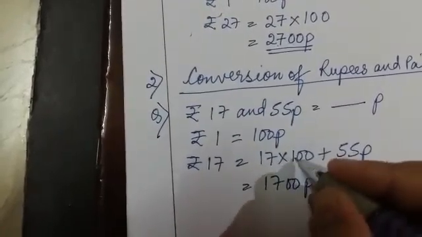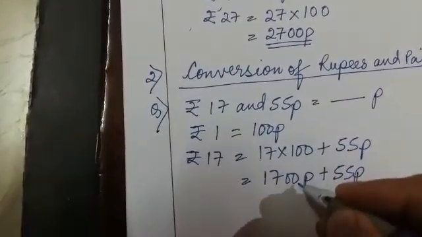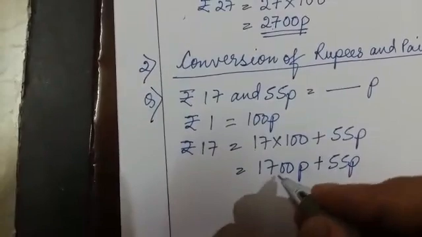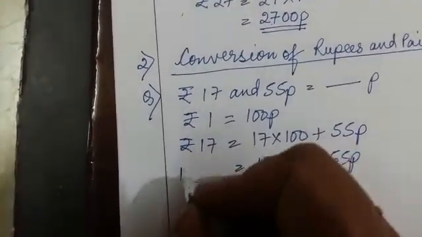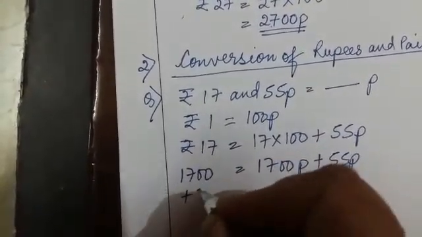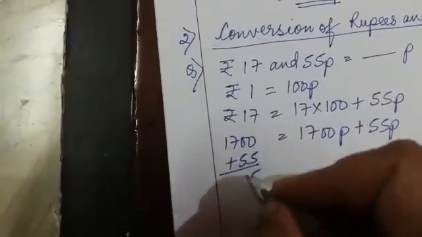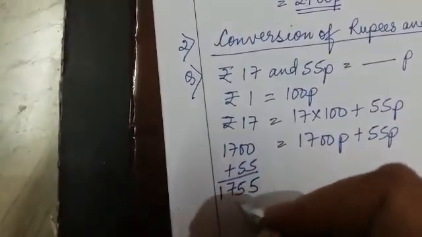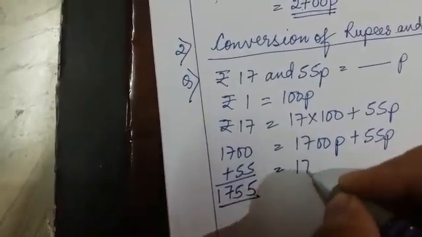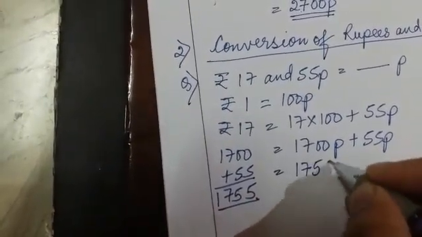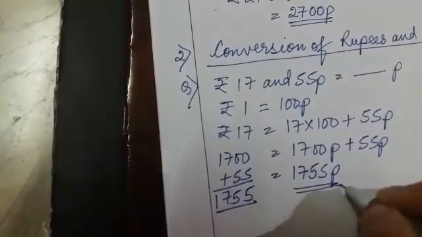Here you have to do 17 into 1, 17, and 2 zeros you have to add here. Now you have to add 1700 plus 55. So 0 plus 5 is 5, 0 plus 5 is 5, and 7 and 1 stay. So you got the answer as 1755 paise.